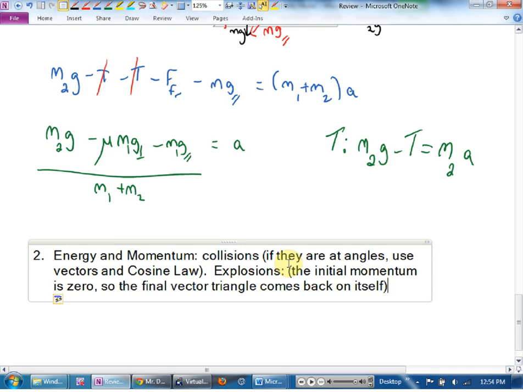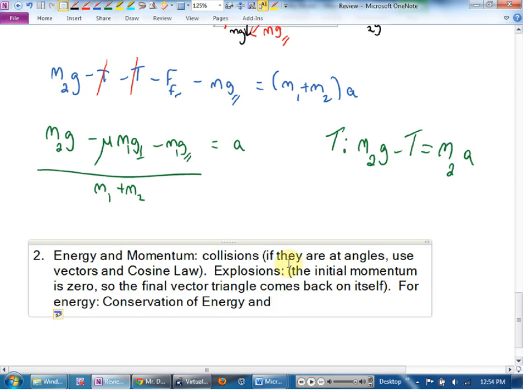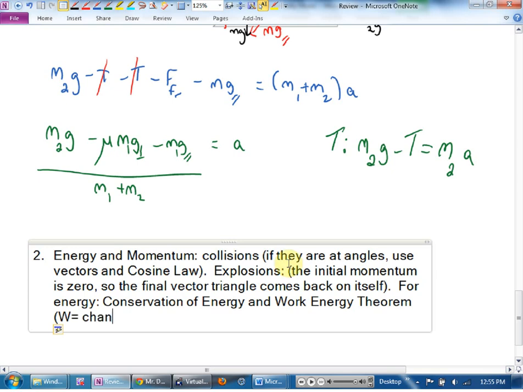And then for energy, conservation of energy: kinetic energy initial plus potential energy initial equals kinetic energy final plus potential energy final. And the work energy theorem, which was work equals change in potential plus change in kinetic. You guys can write the deltas, but I don't know where the delta symbol is on this program. And often, not always, but often, one of these changes was zero, just to make it easier.